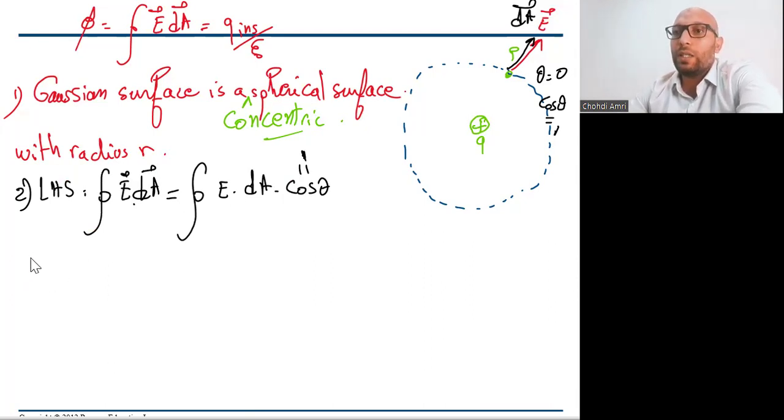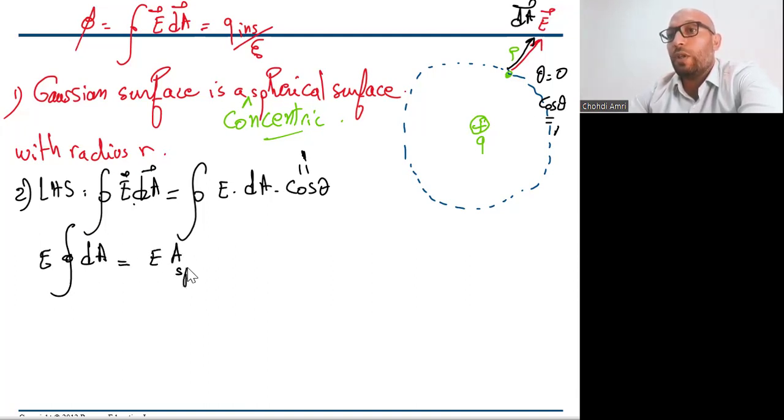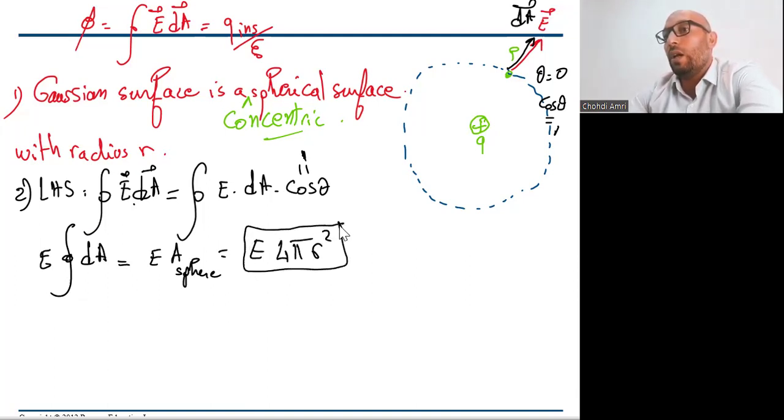So what are we going to write? The left-hand side will be E. E is uniform, so we can take E out of the integration of dA multiplied by 1, which is cosine 0. What did we say in the first slide about the integration of dA? So it's only EA. And A, the surface area of the sphere, we said is 4 pi r squared. So this is the left-hand side.